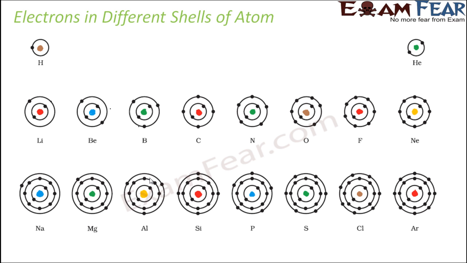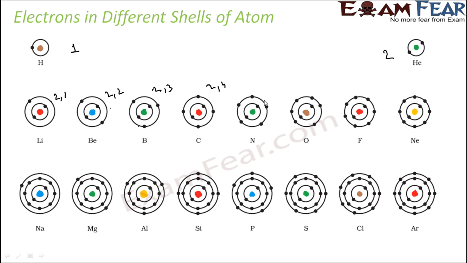These are the orbits which Bohr talked about, and he said that the electrons will move in these orbits and they'll not lose energy. If you see, there's one electron in the first orbit of hydrogen, helium has 2 electrons in the first orbit, lithium has 2 electrons in the first orbit and then 1 electron in the second orbit, beryllium 2 electrons in the first orbit and 2 in the second, boron 2 in the first, 3 in the second, carbon 2 in the first, 4 in the second.